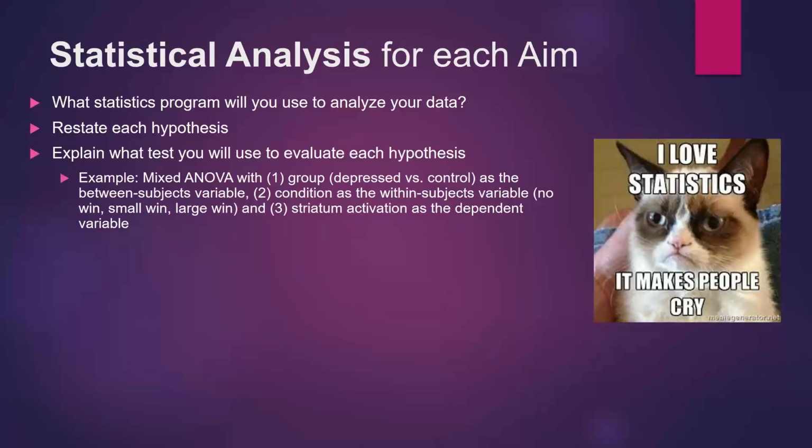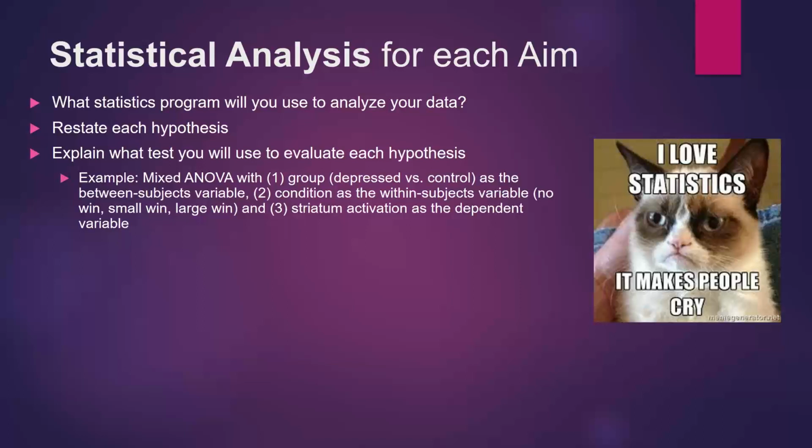An example would be mixed ANOVA with group, depressed versus control, as the between subjects variable, condition as the within subjects variable. Say I was doing a monetary incentive delay task and I had no win, small win, and large win conditions. And striatum activation as the dependent variable. In this case, I'm recording fMRI during the task. I pick a striatum region of interest, and that is my dependent variable.